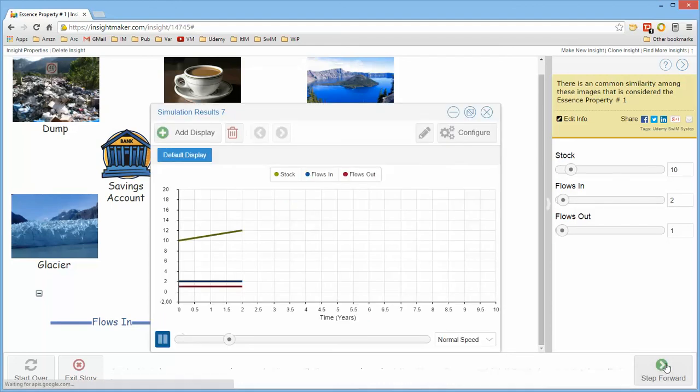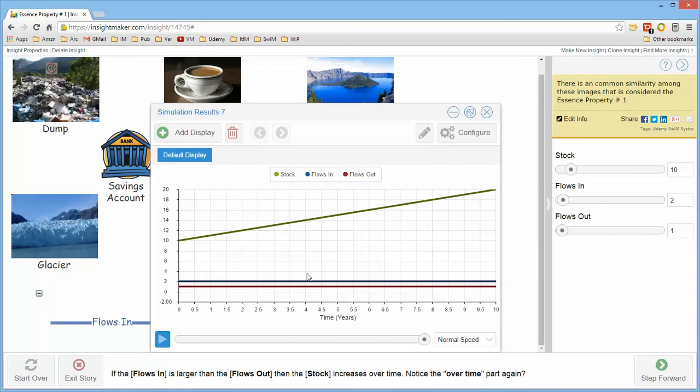So if we turn this into a simulation where the stock starts out at a value of 10 right here, and the rate at which something flows into it is 2, and the rate that something flows out of it is 1, because the inflow is greater than the outflow, the amount of stuff that's in the stock increases over time. And this is a time period of 10 years. And the time period is different for different things that you're simulating. Here, it's just a quantity that was picked to use as an example.